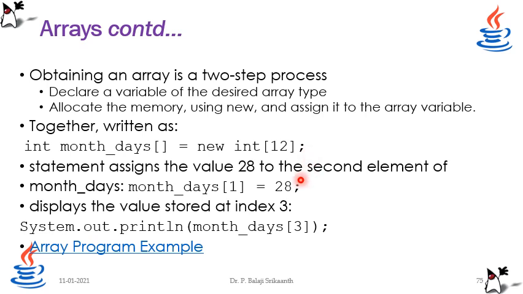The following statement assigns value 28 to the second element. Of course, it is given here as 1. So it should not be 1, not the first element? No. Why? Because the array values are always starting from 0. The array index is always starting from 0.